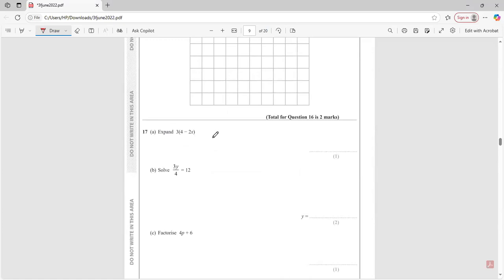All right. So to expand that, 3 into bracket 4 minus 2x. Remember, the relationship between the 3 and the bracket is multiplication. So we multiply everything inside there. 3 times 4 is 12. And 3 times minus 2x is minus 6x. Don't forget the minus in front of the 2x. That's the final answer: 12 minus 6x. Okay, moving on.